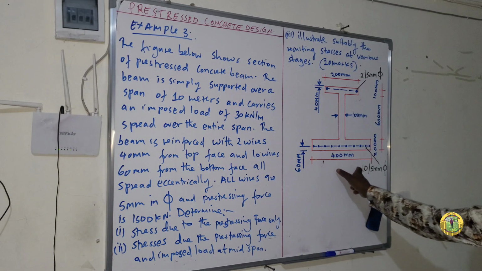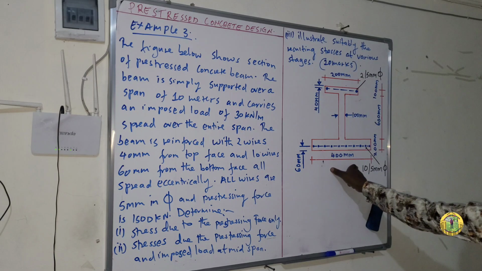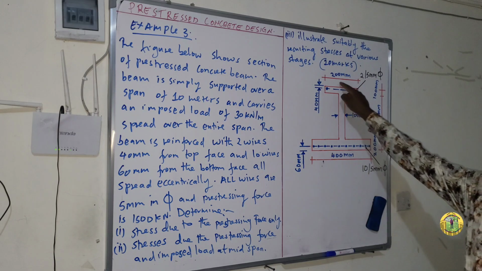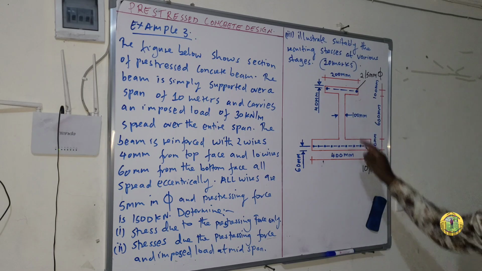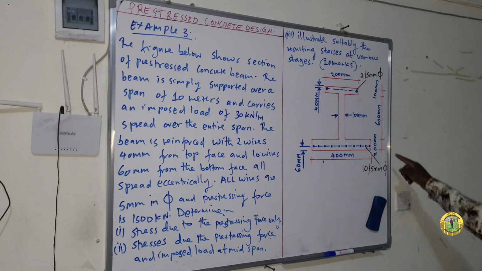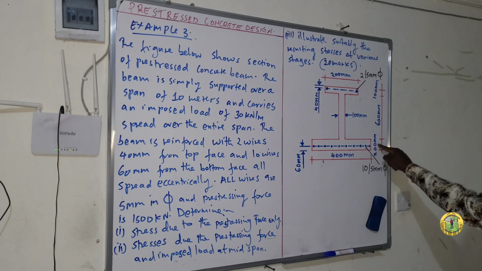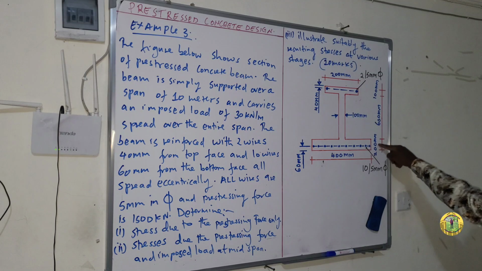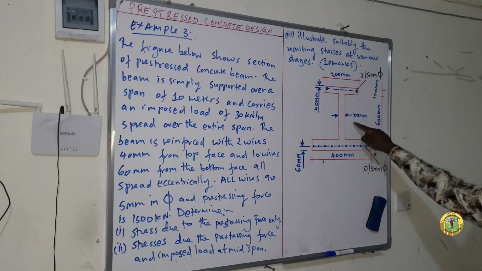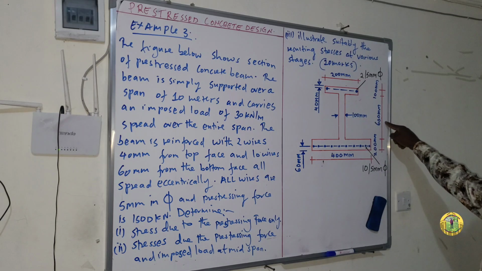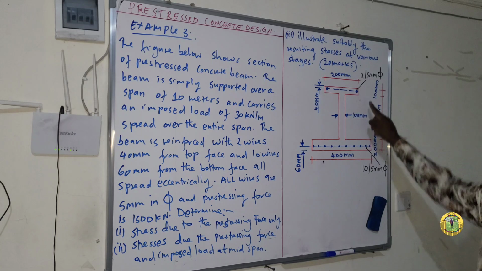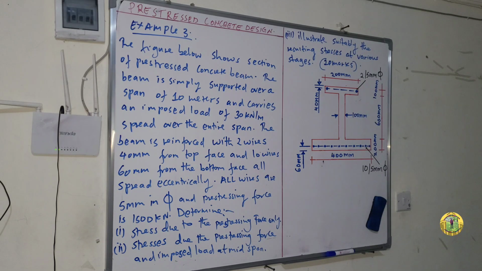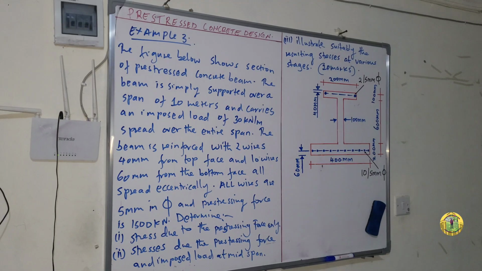And then the bottom flange is 400 millimeter and the top flange is 200 millimeter. The web is 100 millimeter and the bottom flange depth is 200 millimeter. The depth of the web is 600 millimeter and the depth of the top flange is 100 millimeter. So let's see how we can tackle such a question. So, solution.